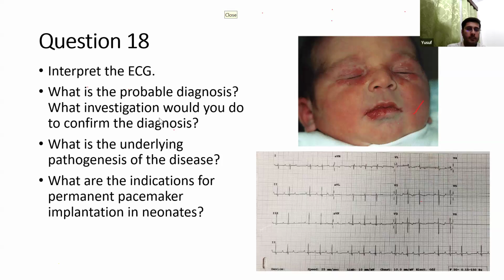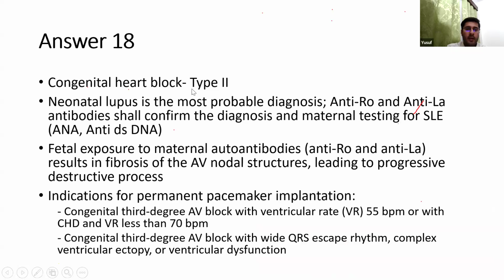Okay. So this is a congenital heart block type 2, and the diagnosis is neonatal lupus. So we will be screening for anti-Ro and anti-La antibodies. How it happens is basically these anti-Ro and anti-La antibodies actually mimic the AV nodal structures, so they will go and destroy these AV nodal structures, leading to fibrosis and a progressive destructive process.